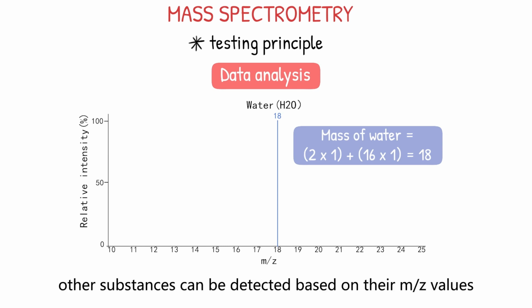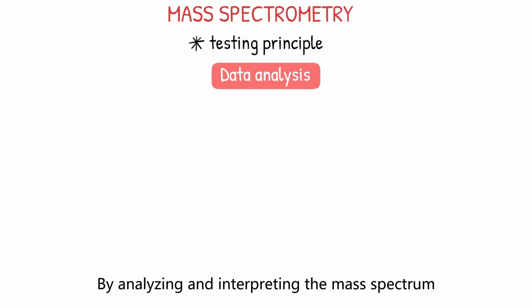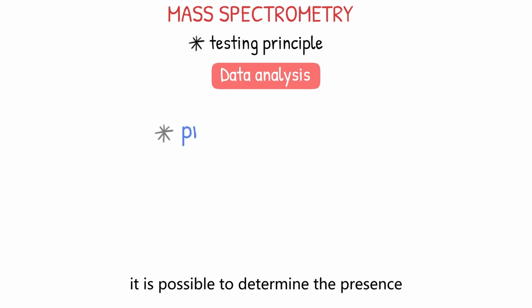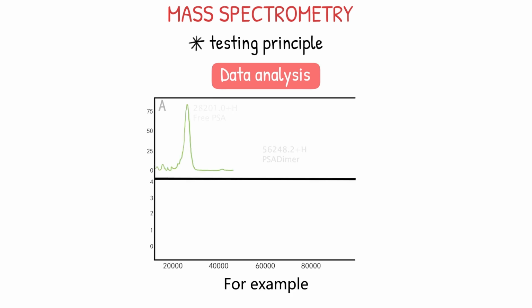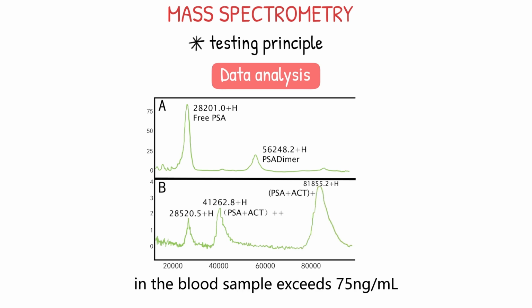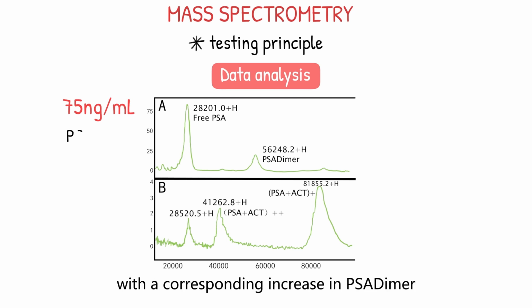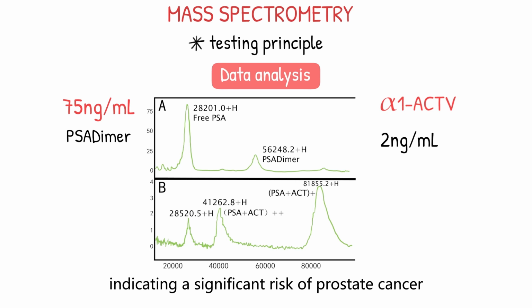Similarly, other substances can be detected based on their m/z values. By analyzing and interpreting the mass spectrum, it is possible to determine the presence, relative abundance, and structural information of different compounds in the sample. For example, the graph above shows that the PSA concentration in the blood sample exceeds 75 nanograms per milliliter, with a corresponding increase in PSA dimer and an alpha-1 ACT concentration exceeding 2 nanograms per milliliter, indicating a significant risk of prostate cancer.